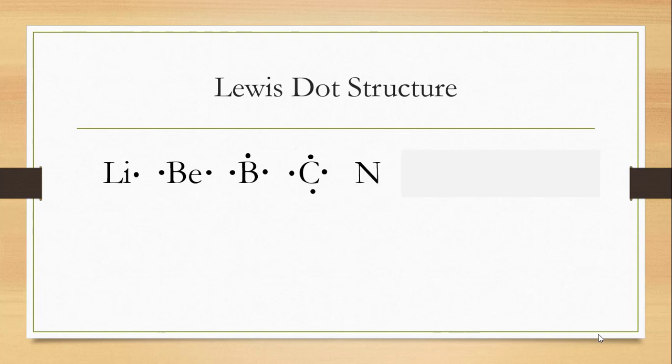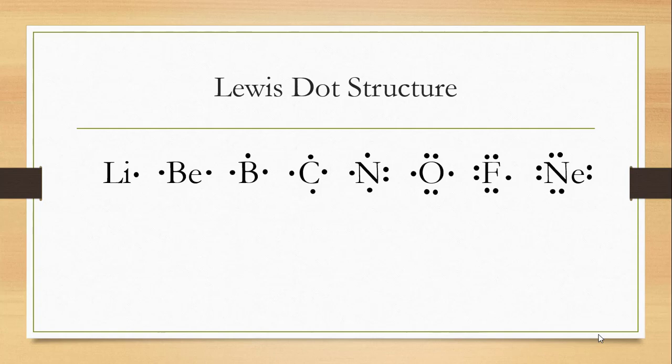Now we come to nitrogen. Nitrogen has five valence electrons, so we put one dot into each of the quadrants, and that's four valence electrons. Now we can double up, and so we have one pair and three singletons. Oxygen has six valence electrons, and that works out to be two pairs and two singletons. Fluorine has seven valence electrons, so it looks like this. And neon, being a noble gas, has 8 valence electrons of 4 pairs, and so it looks like this.